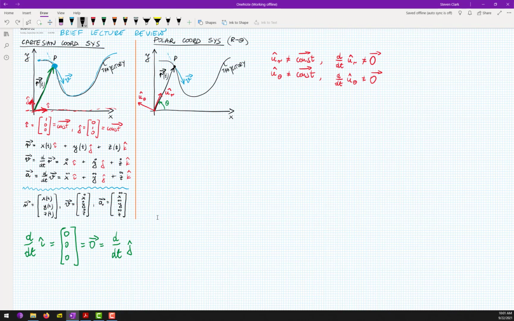Great. Okay, so now the polar coordinate system. The story goes like that. We are talking about exactly the same motion. That trajectory is exactly the same. And again, we have the same particle P that goes along that trajectory, okay?